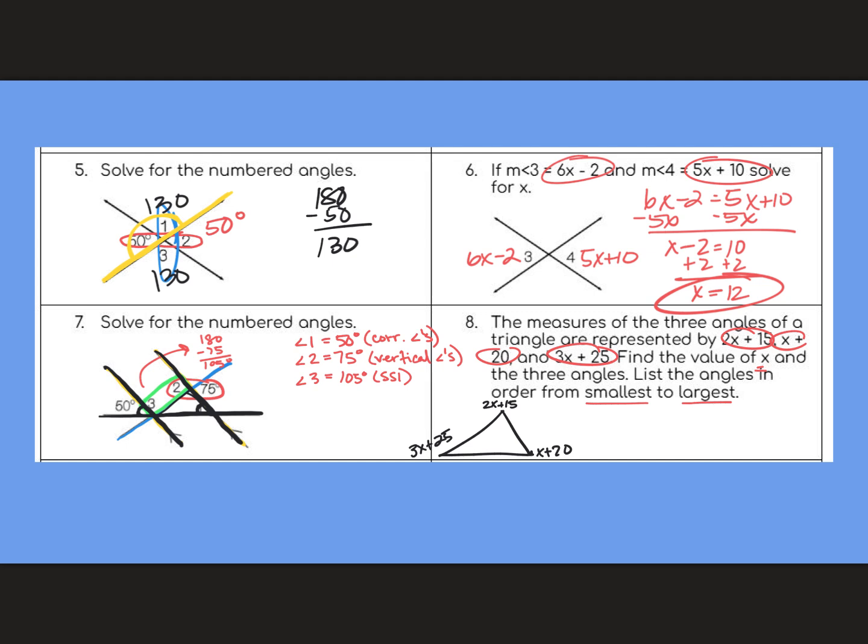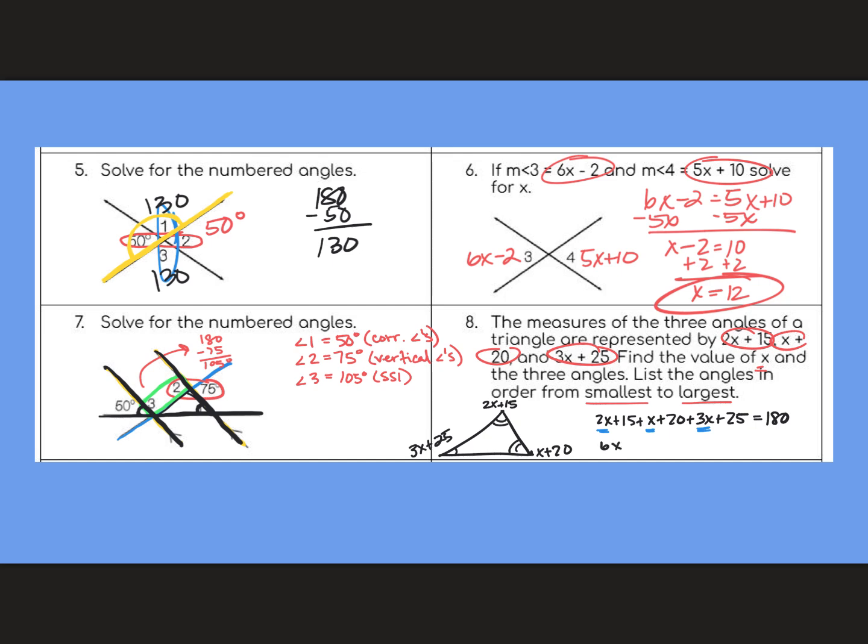I'm just doing it for the sake of you seeing what's going on here. So I know that if I take all 3 angles in a triangle and add them together, it should give me 180 degrees. So we're going to take 2x plus 15 plus x plus 20 plus 3x plus 25 and set that equal to 180 degrees. First thing I'm going to do here is combine my like terms. So 2x and x and 3x, that's going to be 6x.